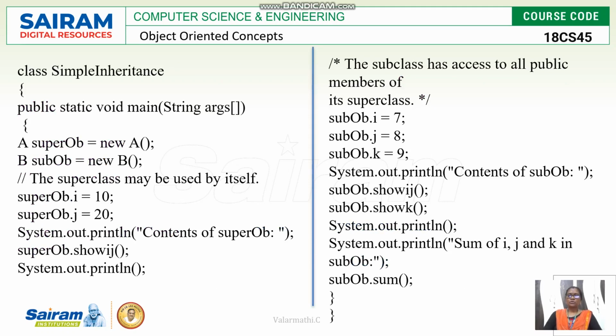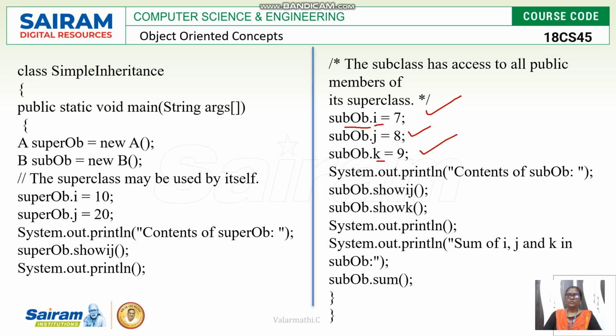Next we go to the subclass. Using the subclass object, the value of i is assigned as 7 and j is assigned as 8. Additionally, apart from the instance variables i and j, one more variable, k, is defined in the subclass. The value of k is assigned as 9.